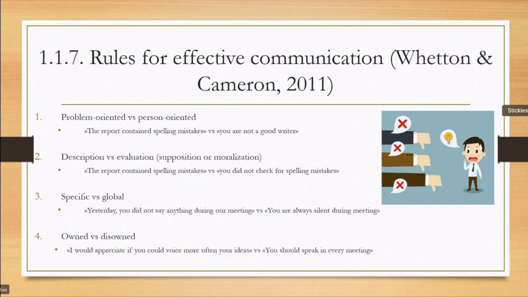Now let's go to the rules of effective communication. What is effective communication? First, we have problem-oriented versus person-oriented. Of course, we should always give critique and communicate about a problem and about the task and not about the person, because this will obviously make the person feel bad and also decrease performance. Descriptive versus evaluative. So what we have here is "the report contains spelling mistakes" versus "you did not check the spelling mistakes." What sounds better for you in this case? So obviously the report contains spelling mistakes, which is much more task focused and much more neutral rather than an evaluation already of the performance of the individual.